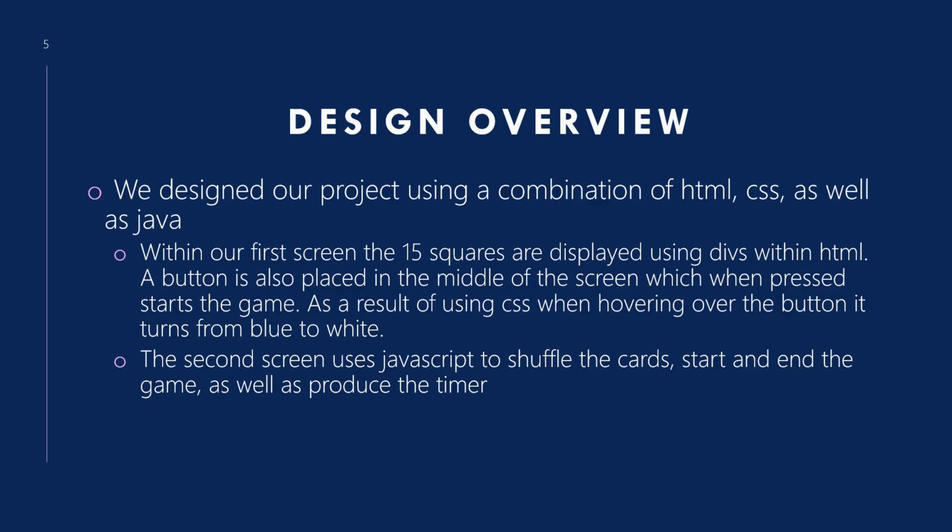As well as that, we also use CSS and hover, so that way whenever you hover over the buttons, they turn from blue to white. And as you hover over the actual pieces that you move in the game, the pieces that are right next to the white will actually hover a different color. So you will notice that it's always in the star pattern, so you can actually be able to see which pieces you can actually move, as well as the other pieces which you cannot. For the second screen, we use Java to shuffle the cards to start and end the game, as well as produce the timer.